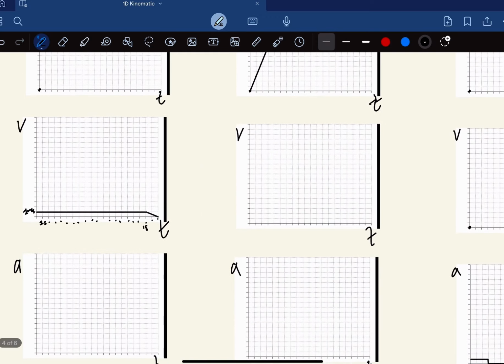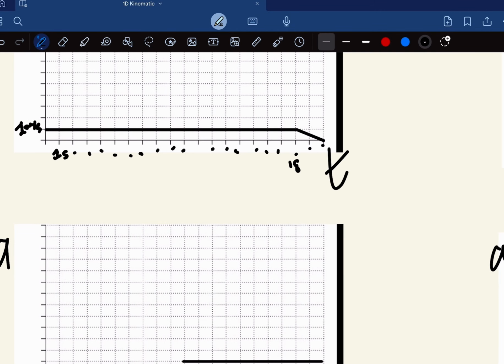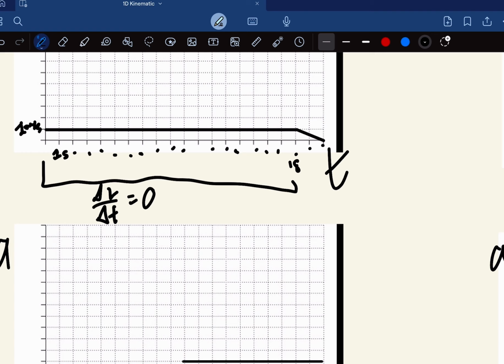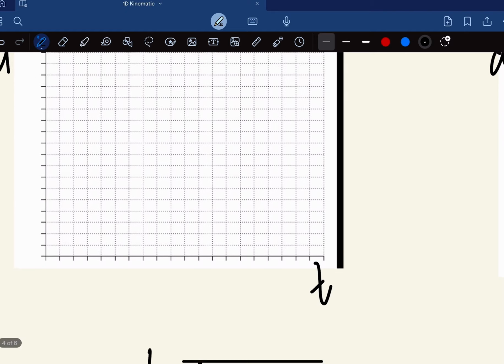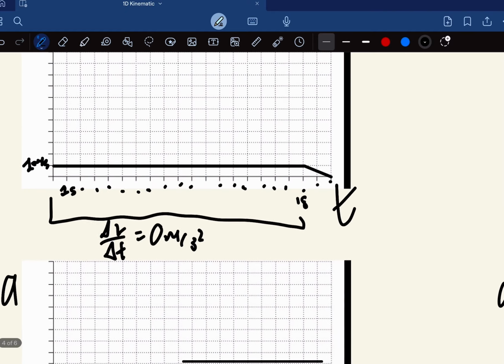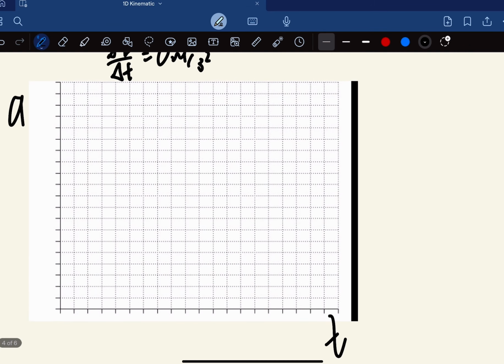So, as we can see, for the first 18 seconds of this particle's motion, the slope, delta v over delta t, is equal to 0 meters per second squared, since there is no change in velocity, there must be 0 acceleration. So we will draw a straight line from time 0 to time 18.